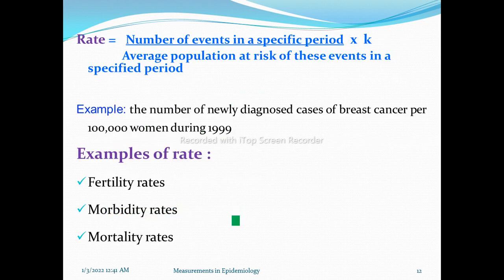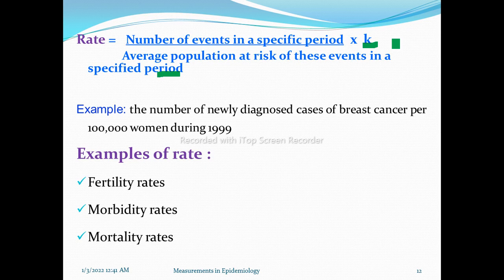And the other is rate. Rate can be calculated as the number of events in the specified period divided by the average population at risk of these events in the specified period, times k. K may be 100 or 1000. That means k is responsible for removing the decimal.